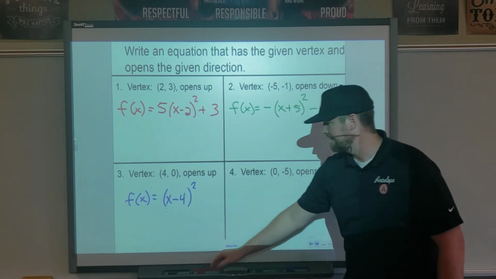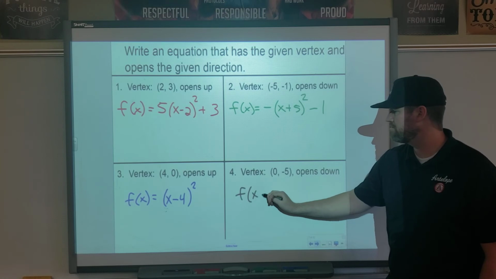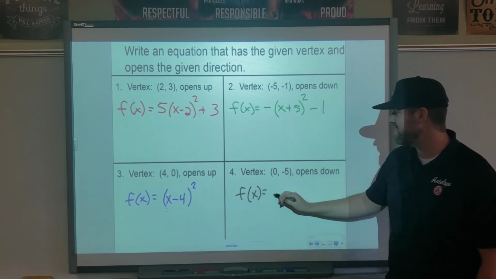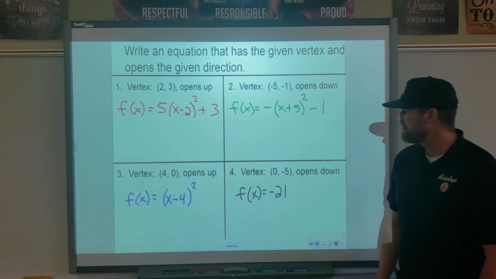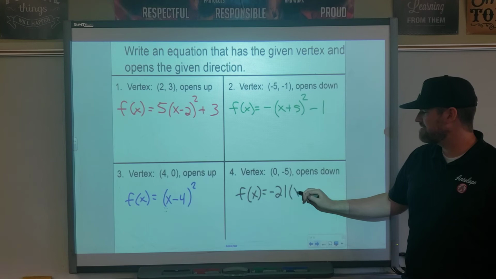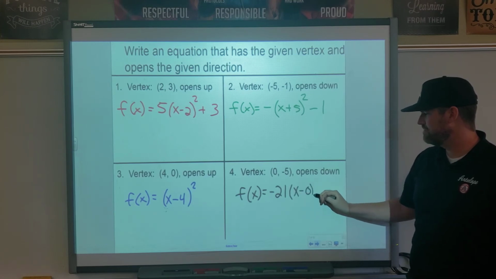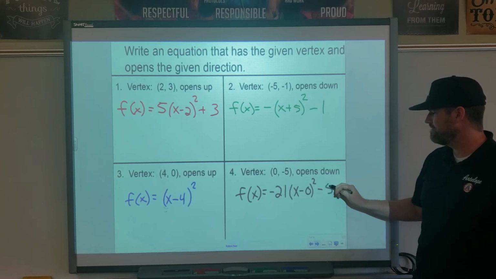All right, last example. I want it to open down. Let's be crazy on this one. I want to put negative 21. Ooh, yeah, crazy. And then to have this be a 0, I need to do x minus 0 squared. And then to have minus 5, we put minus 5.